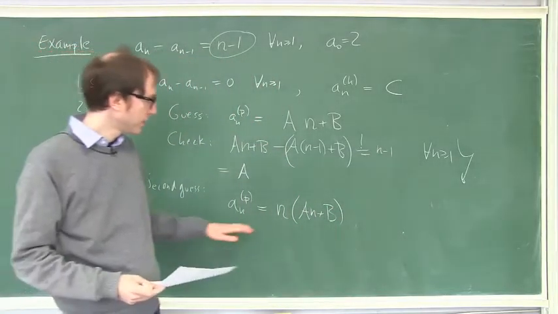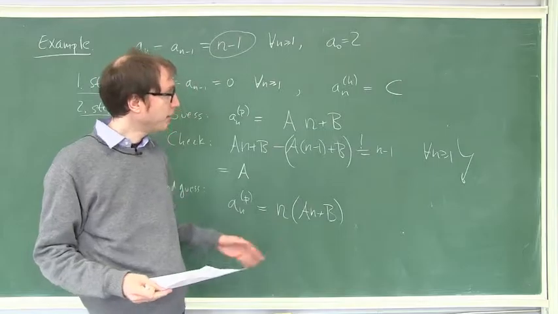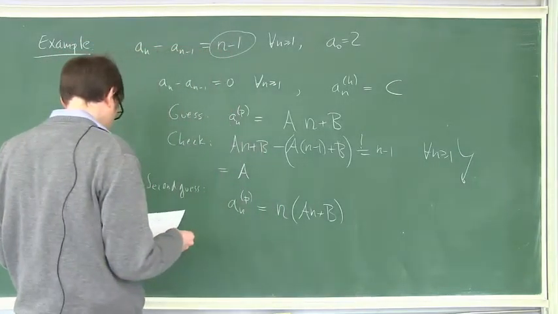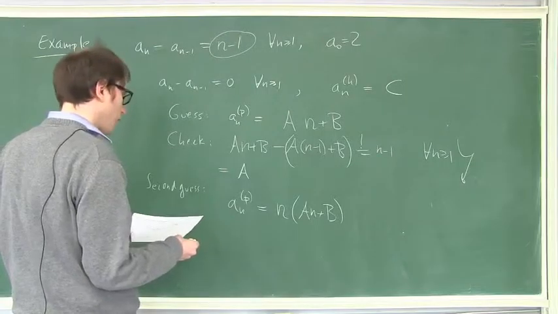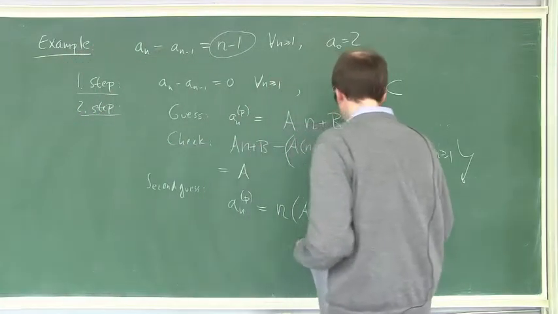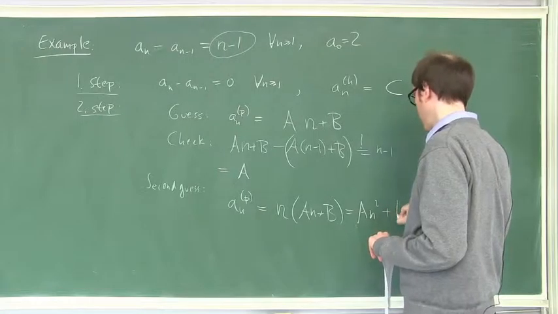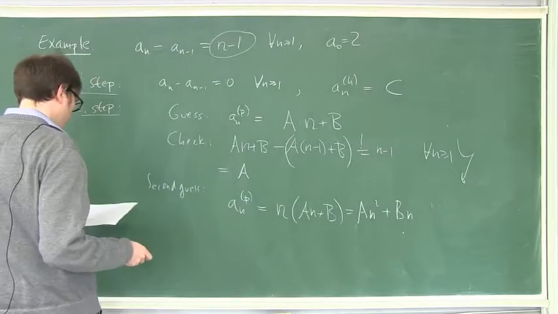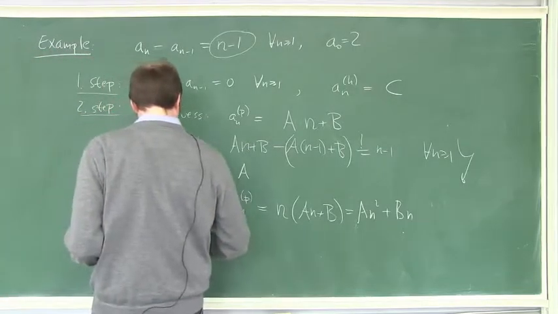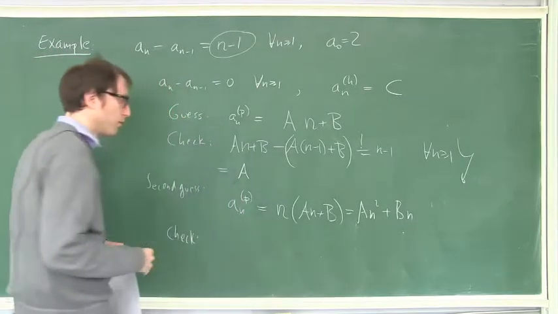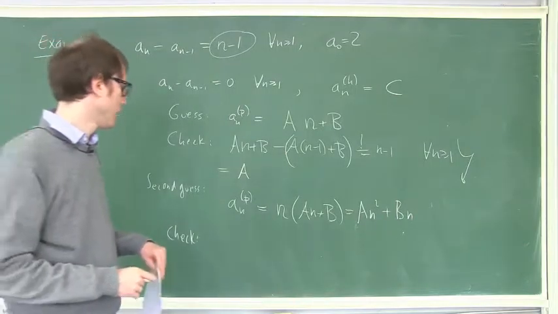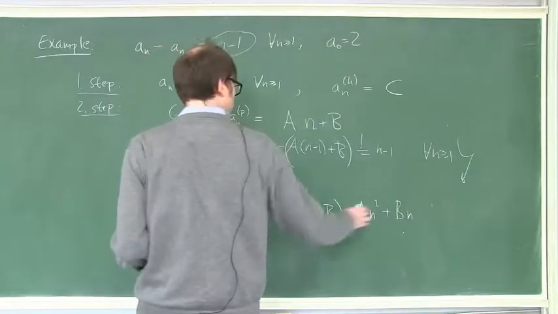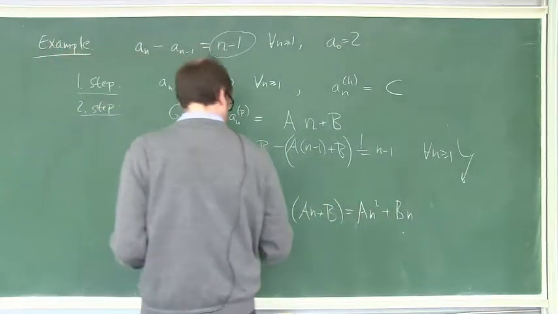So this is a new guess. It's just to multiply this through by n. Okay, and so this is a n squared plus bn. Again now, you have to plug this in. You have to check it. You have to specify it. You want to specify these constants. So again, let's do the same thing. You plug this in there.